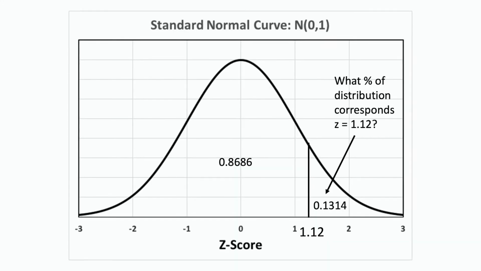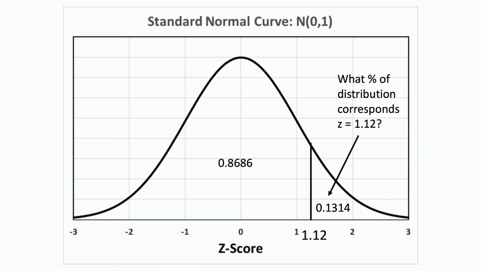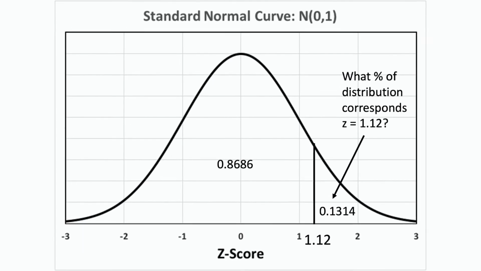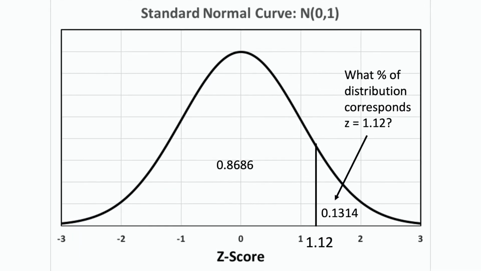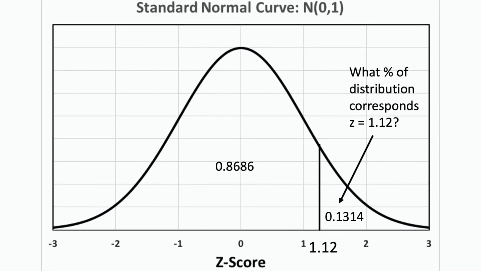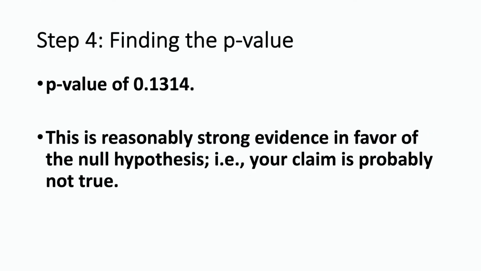So if 0.8686 of this standard normal distribution is to the left of a z-score of 1.12, that means to the right of the z-score of 1.12, you have just over 13% of the distribution, or more precisely, 0.1314. So now we can use that value from the standard normal table as our p-value of 0.1314.